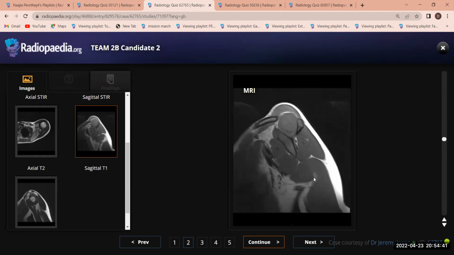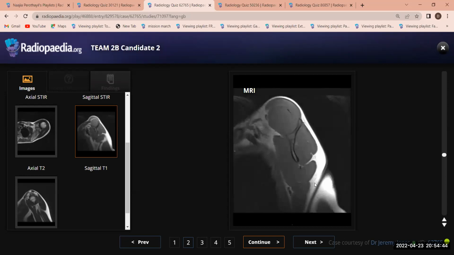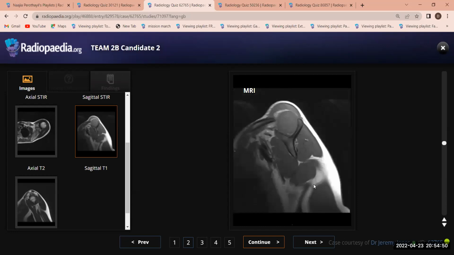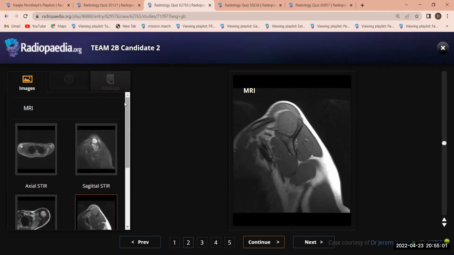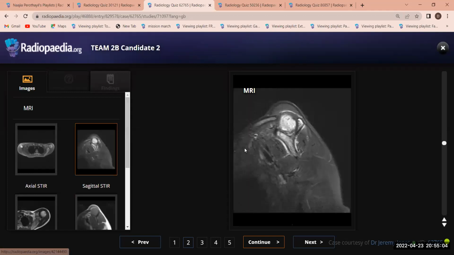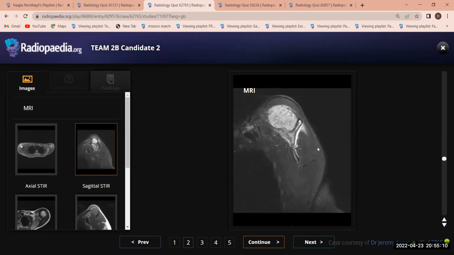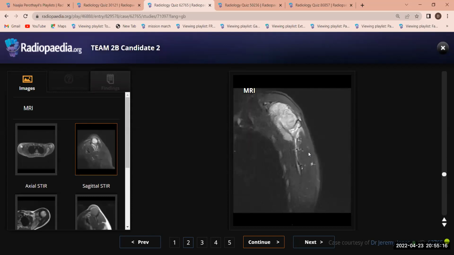Okay, so sagittal T1 is showing abnormal marrow signal within the scapula. I would like to have a look at STIR and T1 post contrast. You can go through the rest of the images. Okay, so on STIR there is abnormal STIR signal involving the scapula with an associated mass as well.